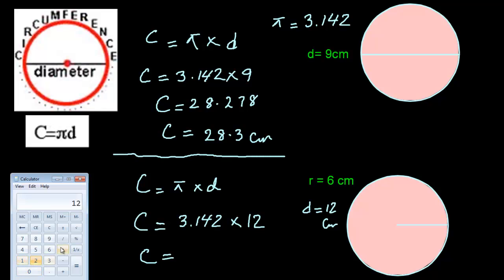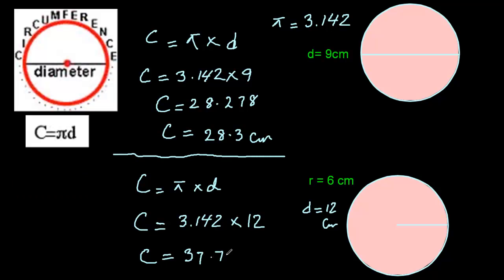So it's 12 times 3.142, which is equal to 37.704. I must write my full answer down, and after that I can round it to 1 decimal place, so it's 37.7 centimeters. This is how we find the circumference of a circle when the diameter or radius is given. Let's look at some problems associated with the circumference of a circle.